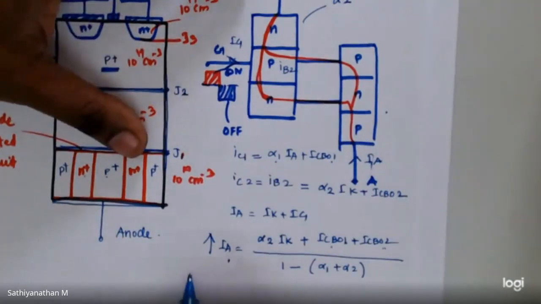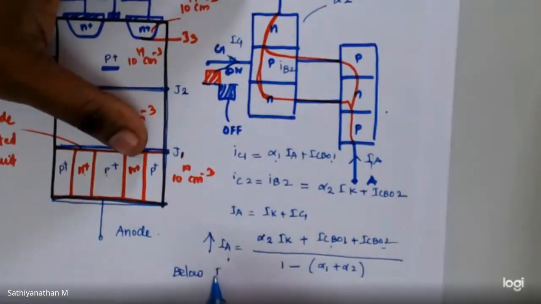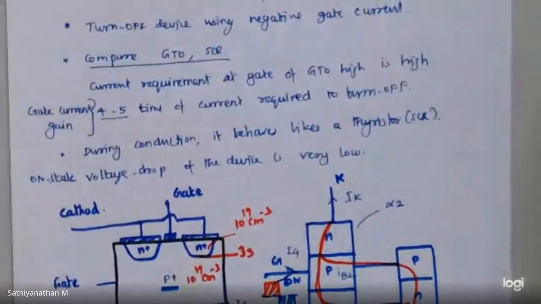So already you know, if you bring your anode current below what? Below the holding current. If you bring your anode current below holding current, the device will turn off. So in order to support this, we are using these two factors, alpha 1 and alpha 2. And so once again, I repeat.